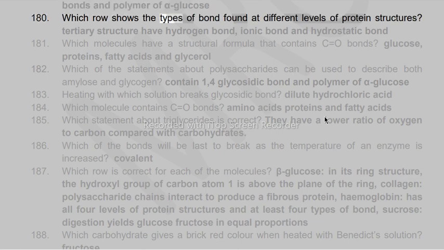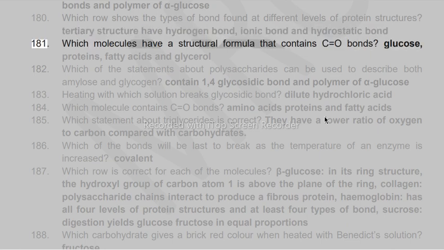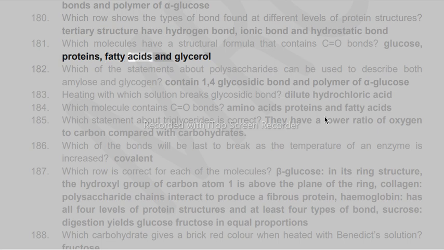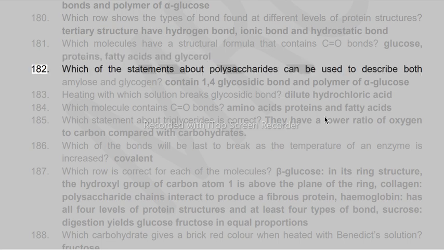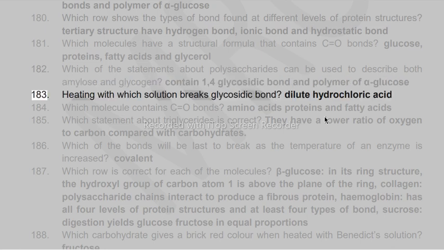180. Which row shows the types of bond found at different levels of protein structures? Tertiary structure have hydrogen bond, ionic bond and hydrophobic bond. 181. Which molecules have a structural formula that contains C=O bonds? Glucose, proteins, fatty acids and glycerol. 182. Which of the statements about polysaccharides can be used to describe both amylose and glycogen? Contain 1,4-glycosidic bond and polymer of alpha-glucose.